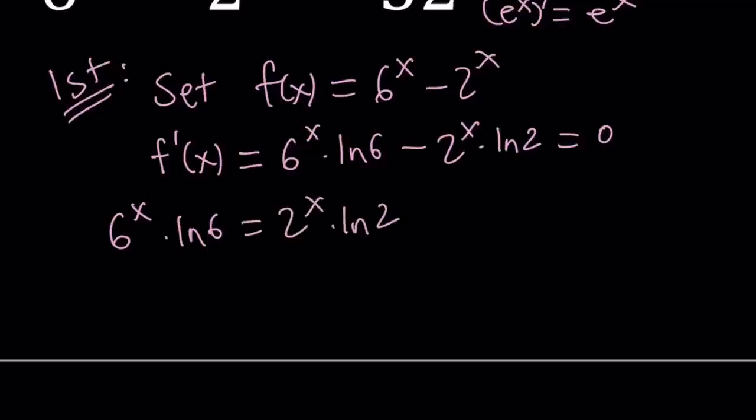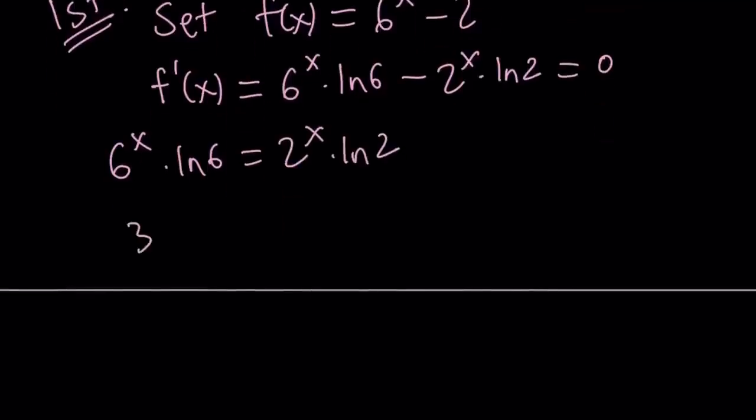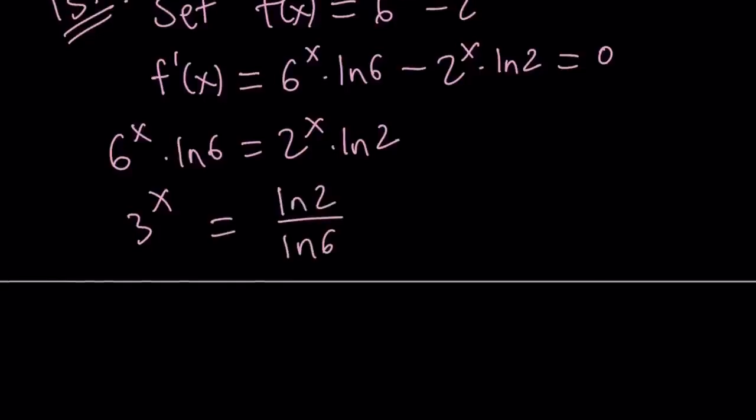And then divide both sides by 2 to the x. That's going to give you 3 to the x. And divide by ln 6. That's going to give you ln 2 over ln 6. Now, to bring down the x, we can go ahead and ln both sides one more time.